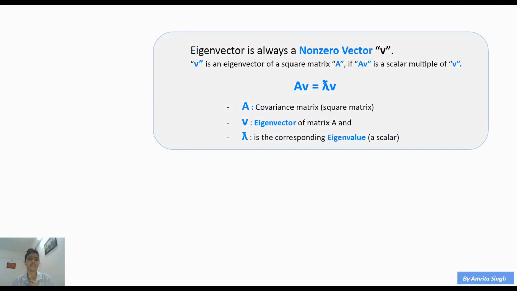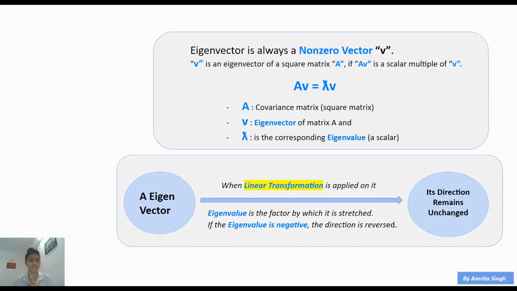So let's understand the definition of the eigenvector. An eigenvector is always a non-zero vector. Any non-zero vector V we can call an eigenvector of a covariance matrix A only if the product of both is a scalar multiple of that non-zero vector. This definition will be clearer when you see an example on the next slide. Another important point about an eigenvector is that its direction always remains unchanged.